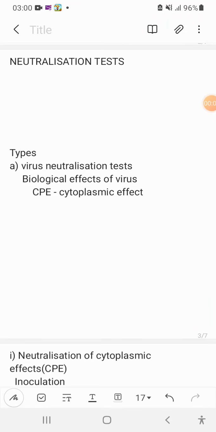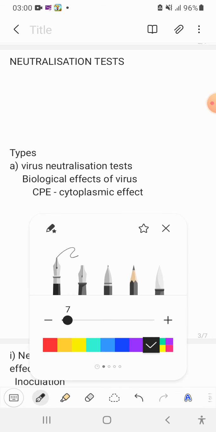Welcome. Today we are going to look at the neutralization test. In the neutralization test, the principle relies on the fact that antibodies neutralize the effects of antigen. You can try to demonstrate.